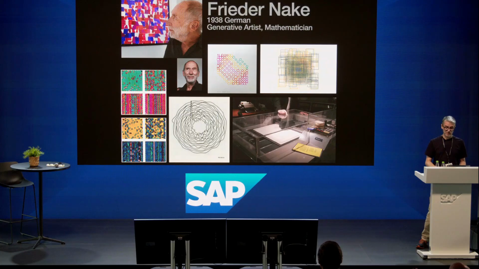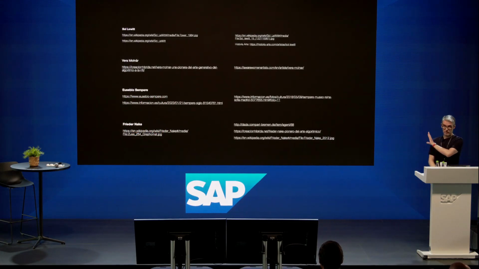And also Frieder Nake, who is German. The interesting thing about Frieder Nake is that he's a mathematician who got involved, so he's not an artist who took a path towards generative art or computational art. He was a mathematician, he knew how to use computers, and then he started to create art, and he's a well-known artist. These are the credits for the images I used because it's the right thing to say and to do.